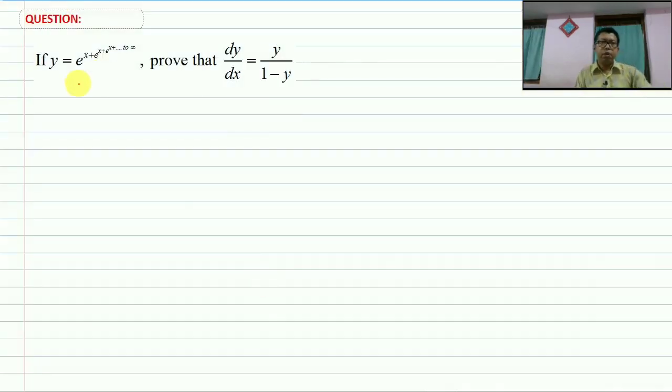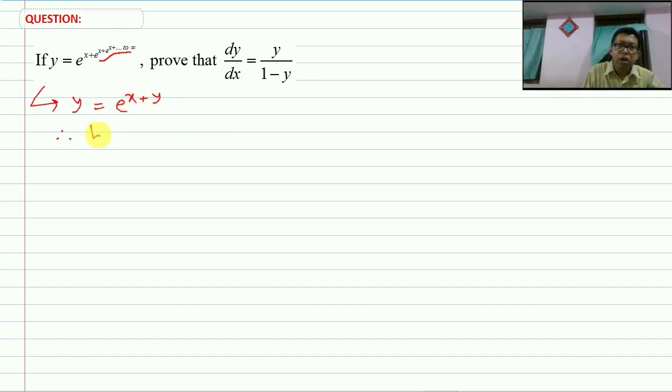You see, this is given: if y is equal to e to the power x plus e to the power x plus e to the power x plus dot dot infinity, prove that this one. From this one, you find where it is actually starting again, the same way. So it is here, the function y is again starting, so you have to replace it by the given function y. So y is equal to e to the power x plus y.